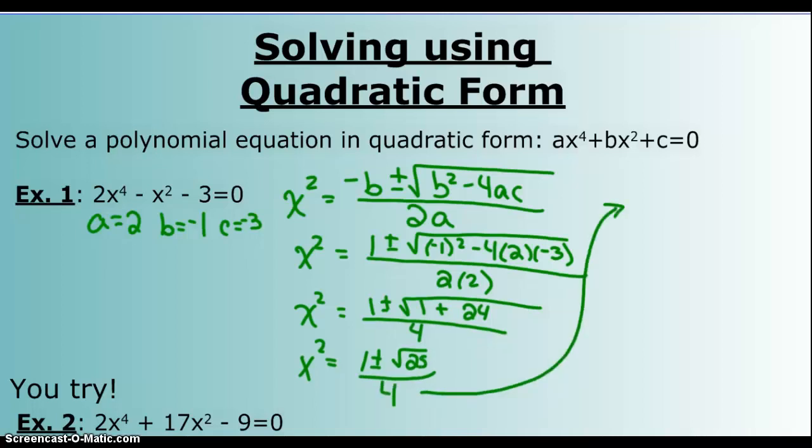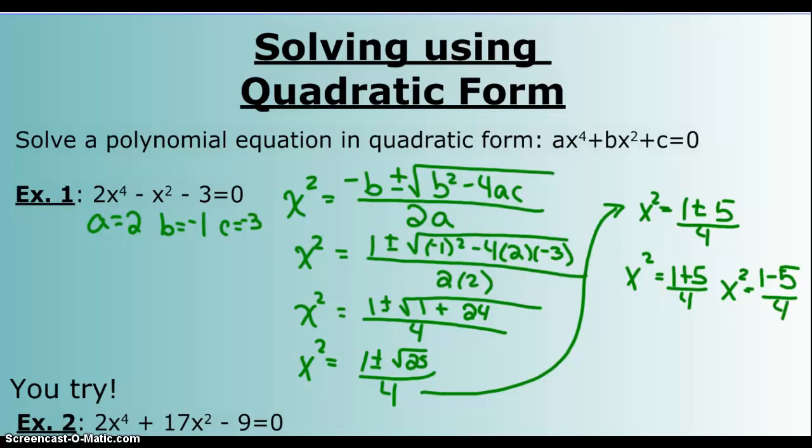We'll swoop right up here. So x squared equals 1 plus or minus 5 over 4. So that means x squared equals 1 plus 5 over 4, and x squared equals 1 minus 5 over 4. Keep going: 6 over 4 and negative 4 over 4.